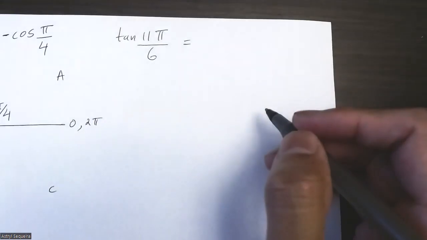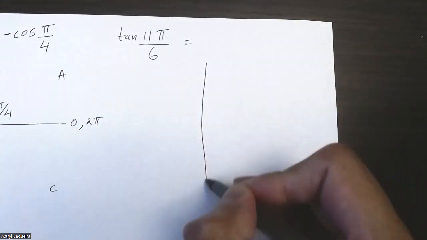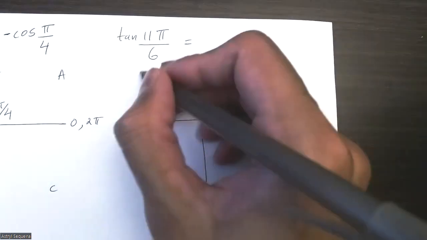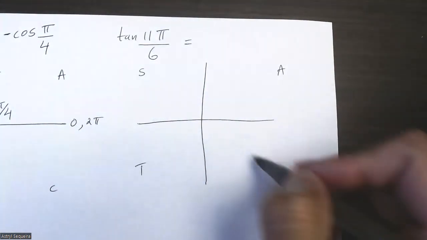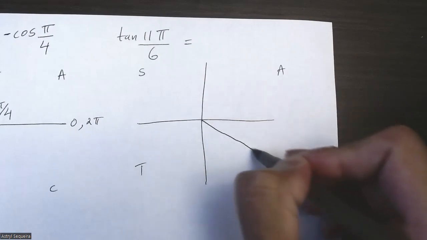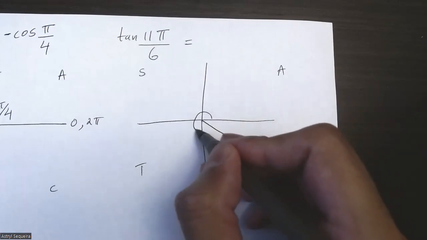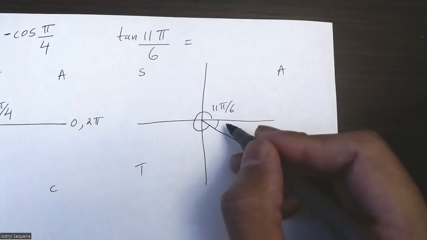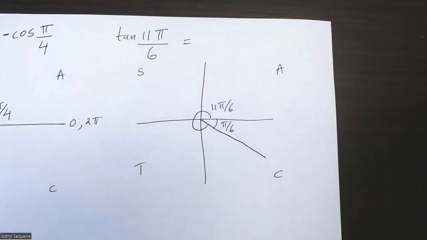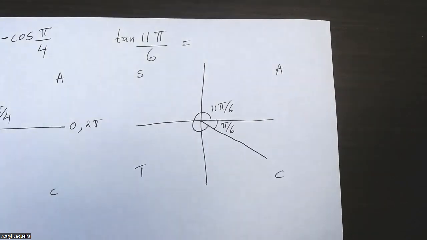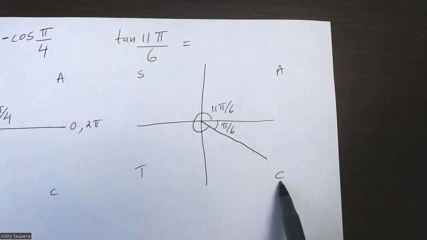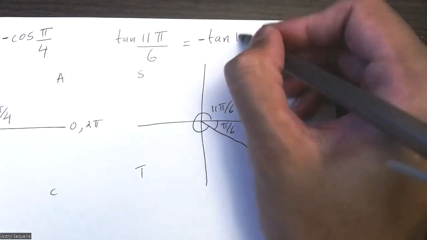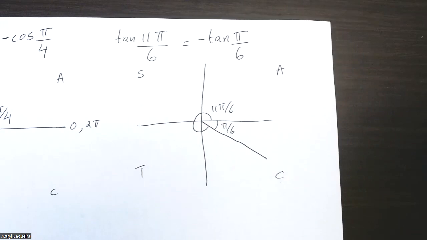Let's do this one next. Tan 11 pi over 6. I will start with my CAST rule. I know 11 pi over 6 is slightly less than 2 pi, so it's in my fourth quadrant. And if I do 2 pi minus 11 pi over 6, I'll get pi over 6, which is my acute angle. And I know tan is negative in this quadrant. So this is going to equal negative tan of pi over 6.